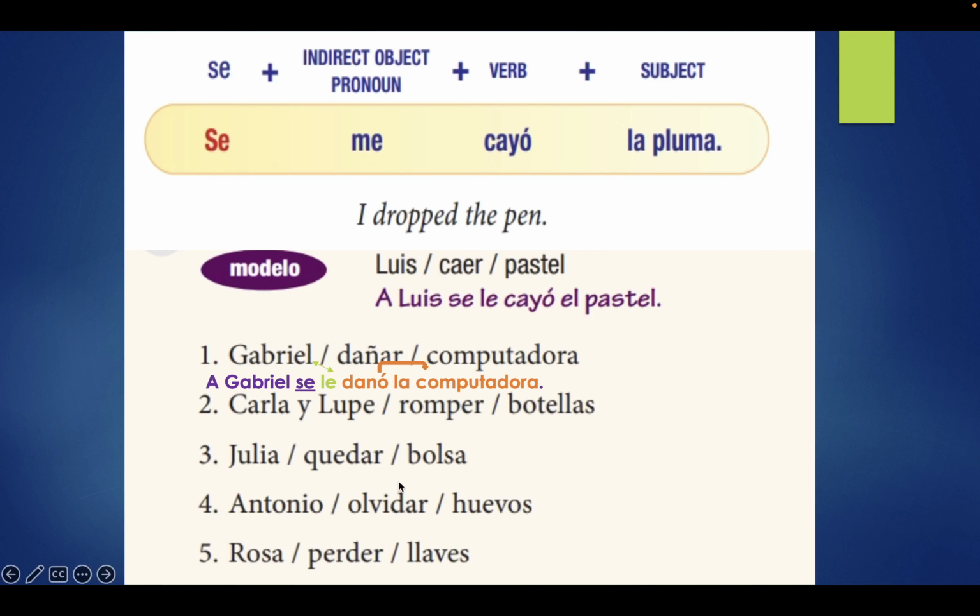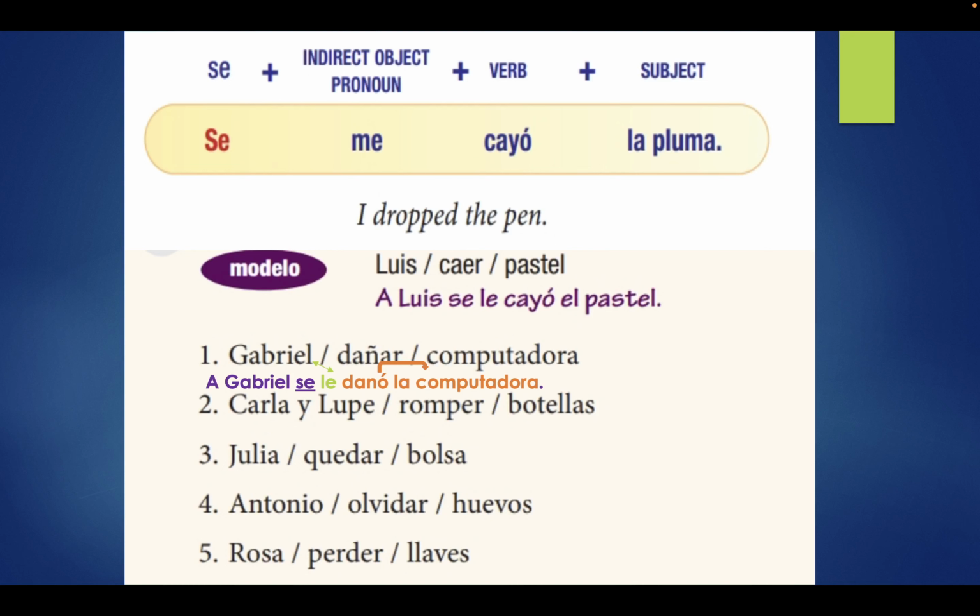In this case, se is always there. The le agrees with the person we're talking about, which in this case was Gabriel, and dañó agreed with la computadora. So I tried to color code to help you here. So se le dañó la computadora. The computer was damaged to Gabriel.